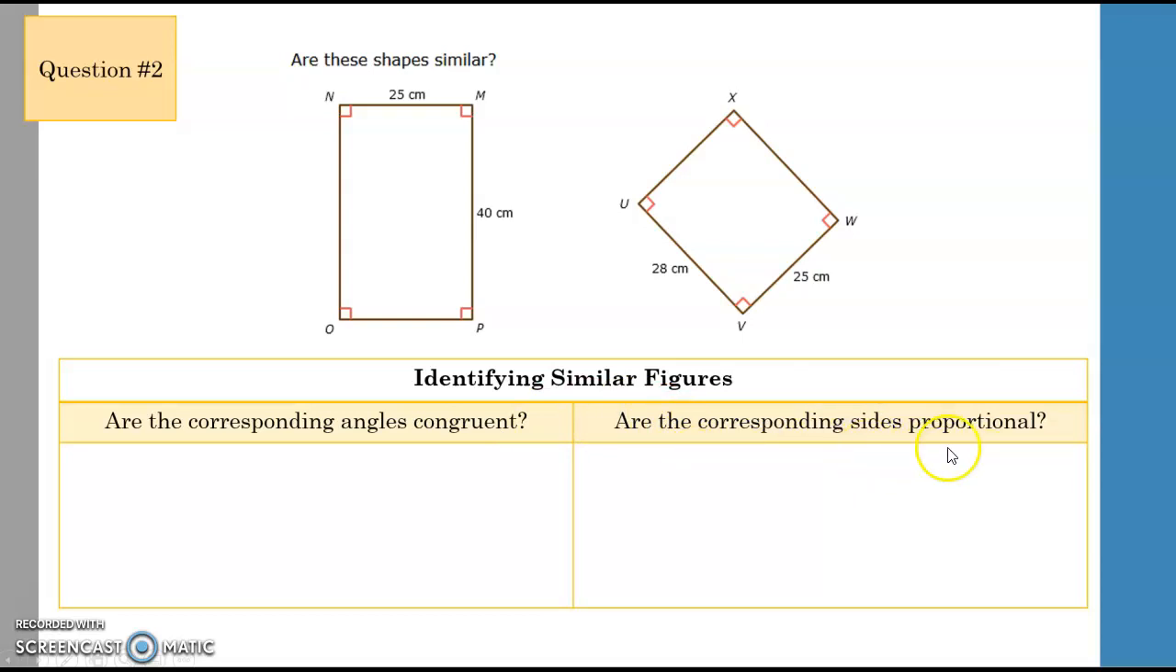And this is the part that takes a while. So you're going to want to match up the long side for this one, the 40, with the long side for this one, the 28, and you're going to divide 40 divided by 28. And you're going to do the same thing with the short sides, 25 divided by 25, and see if you get the same answer. Go ahead and pause the recording and work this one out, and then we'll go over the answer.